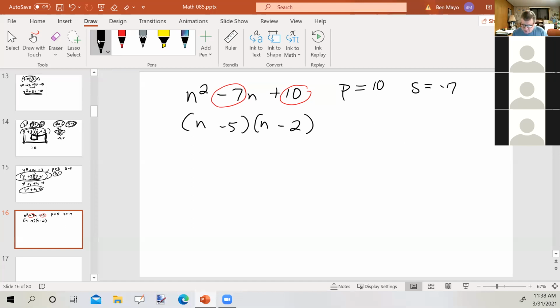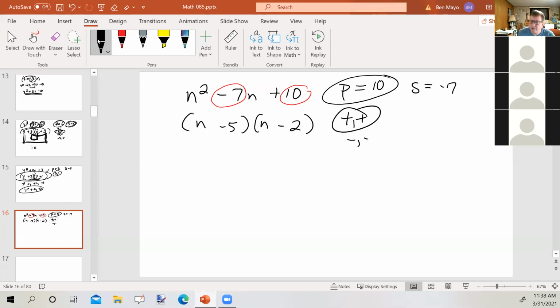I could have saved myself some writing. I could have looked at this and said, okay, to get a positive product, I've either got to have a positive times a positive or a negative times a negative, right? Positive times positive is positive. Negative times negative is positive. But if you have a positive and a negative, their product is not positive. So the two numbers have to both be positive or both be negative.